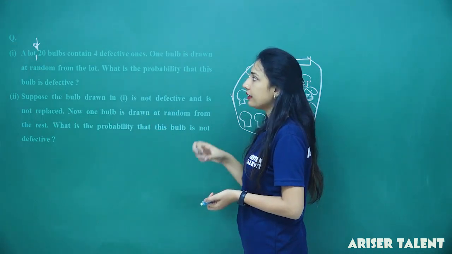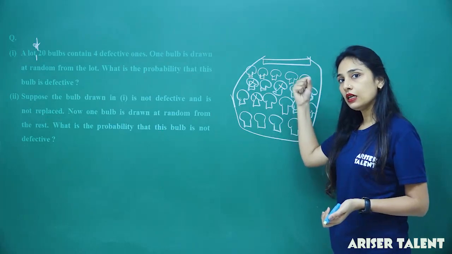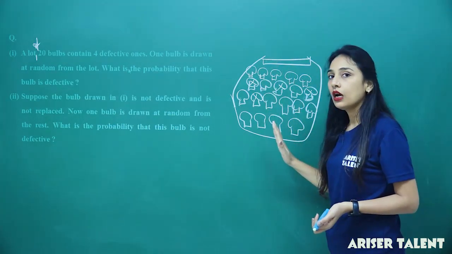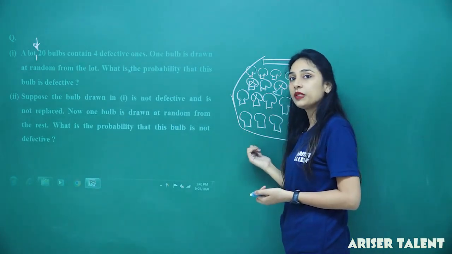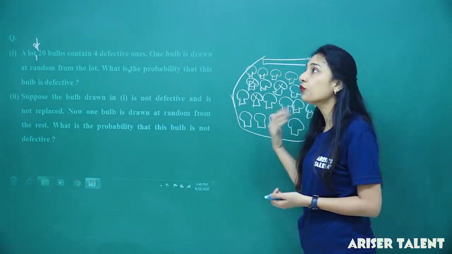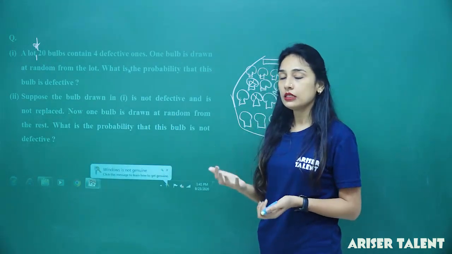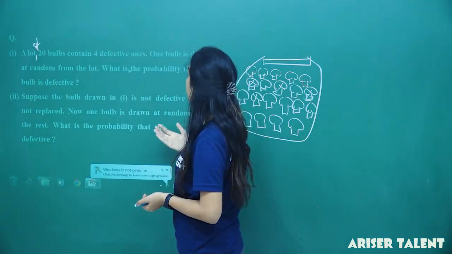One bulb is drawn at random from the lot. From this lot, I have drawn a bulb randomly. I don't know which one is defective, which one is not, but there are certainly 4 bulbs which are defective in this particular lot of 20 bulbs. So 4 defective, 20 total, that means 16 are okay. So now what is the probability?